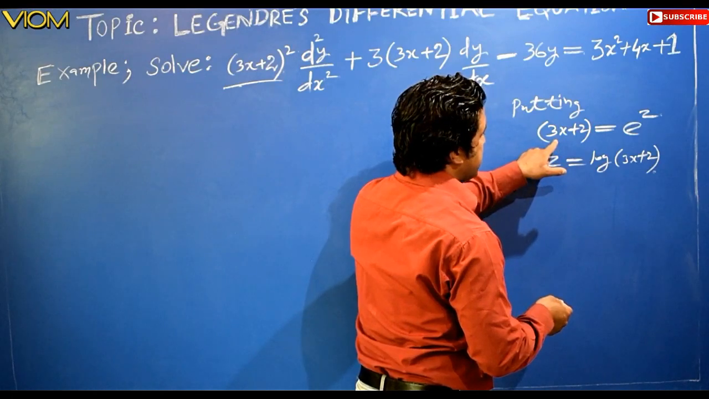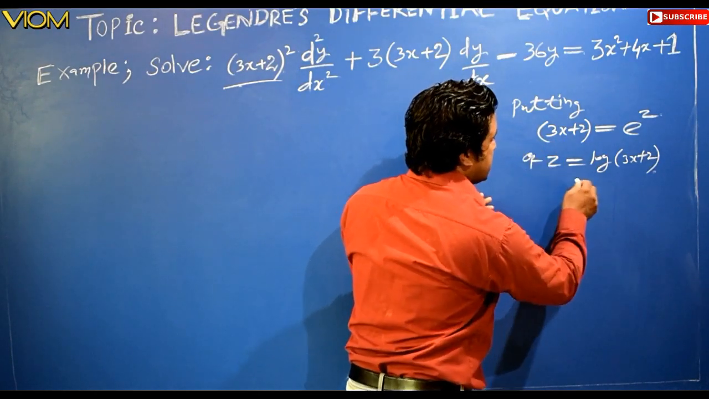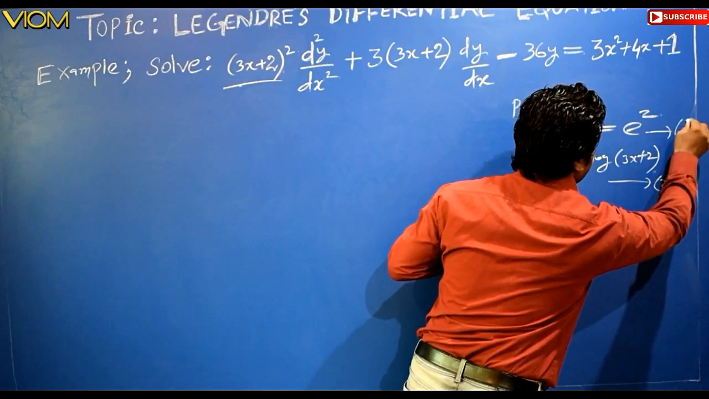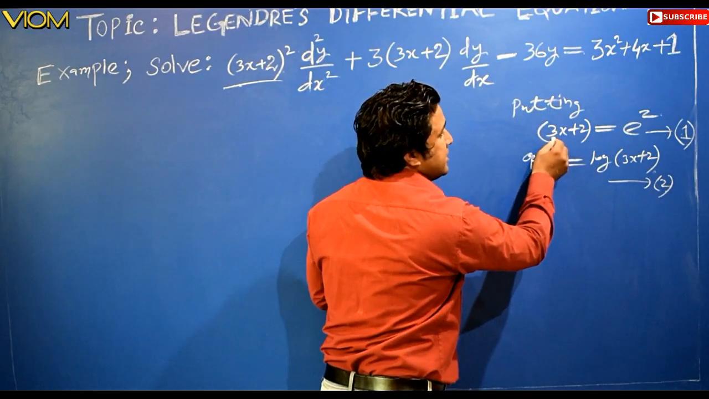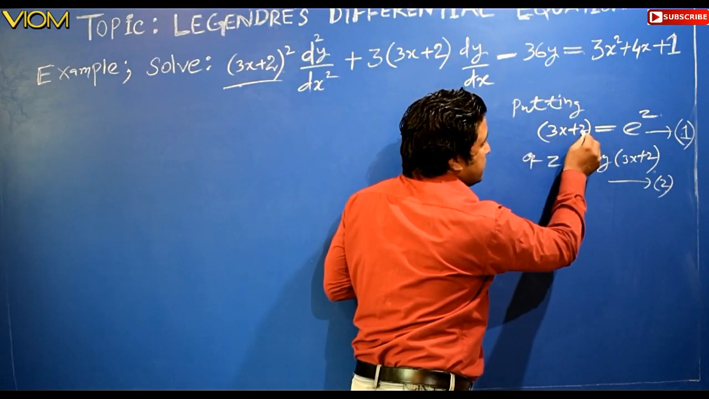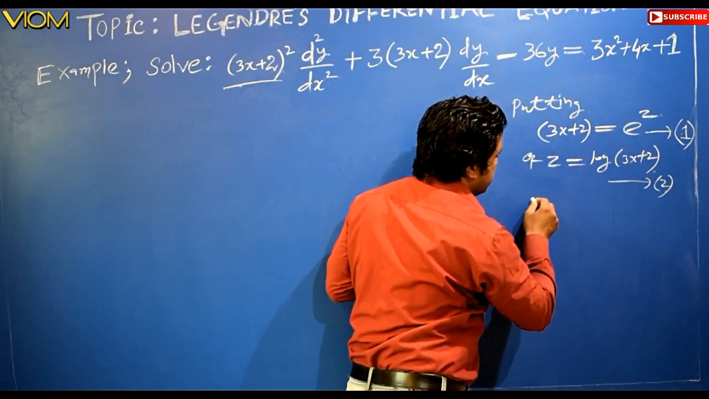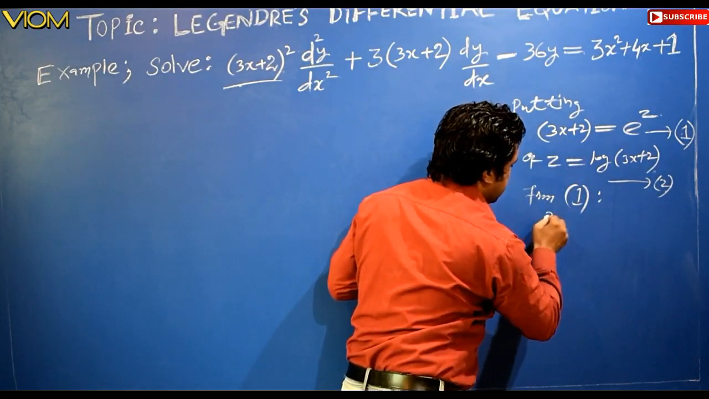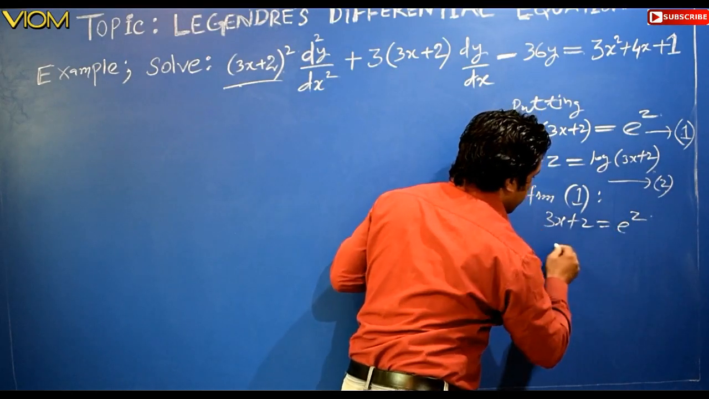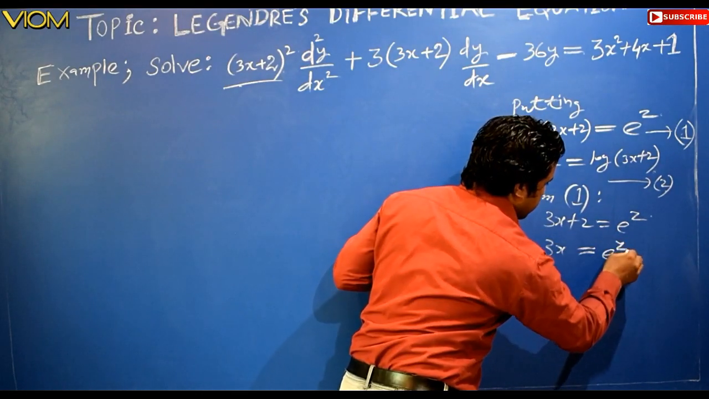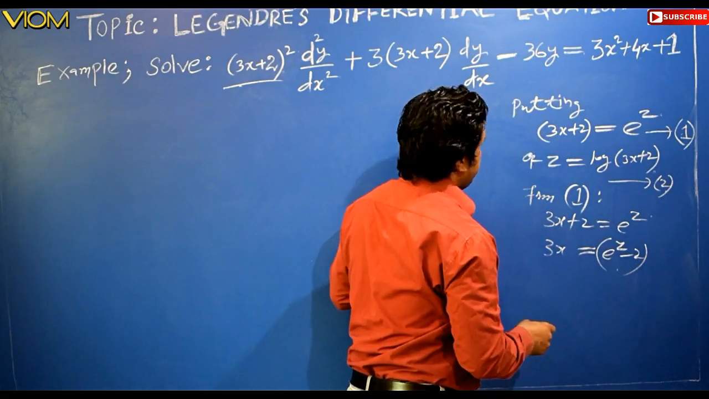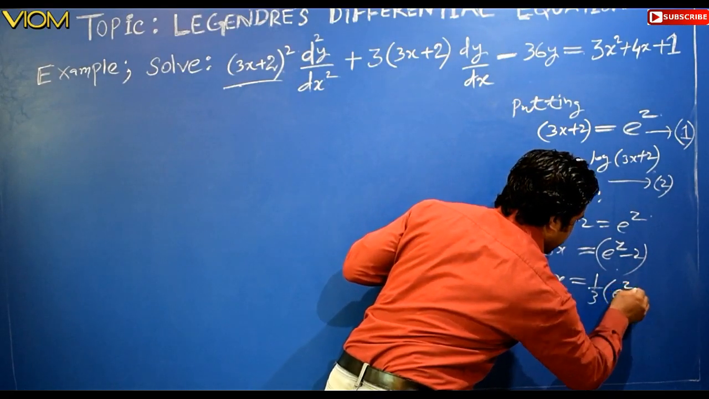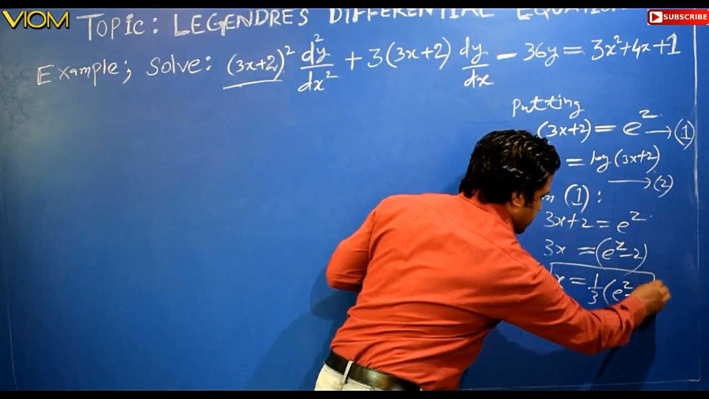Again, you can find the value of x here. This is the first equation. If you want to find the value of x from this first equation, you can transfer the plus 2 to the right hand side. From the first, 3x plus 2 is equal to e raised to the power z, so 3x is equal to e raised to the power z minus 2. So the value of x is equal to 1 divided by 3 times e raised to the power z minus 2. Memorize this concept.